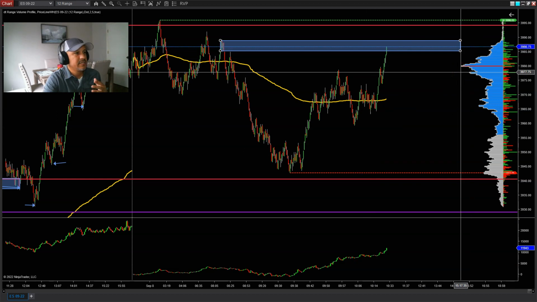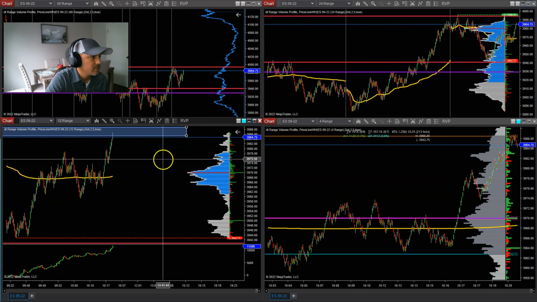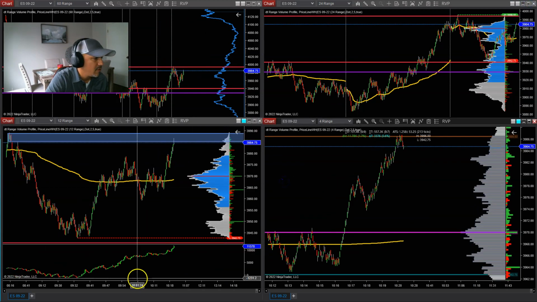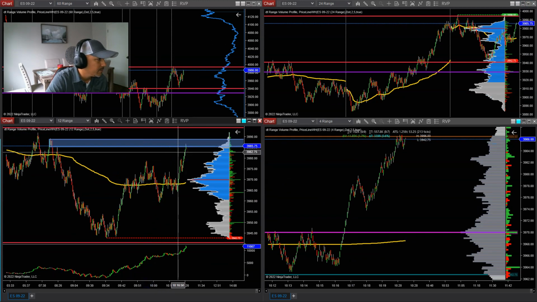Now, I always say when you're looking for opportunities to go short, you want to see price at an area. I say sell the highs, buy the lows. And in this case here, price is at a what? At a supply zone. So we're looking at both our 4 range and our 12 range charts here. And let's see.